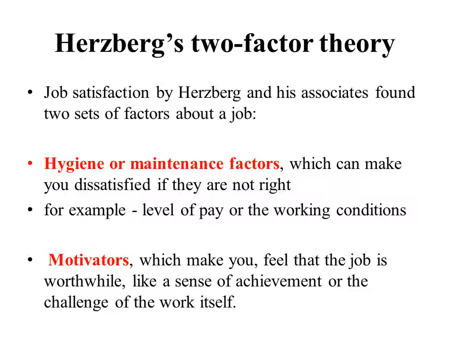Firstly is hygiene or maintenance factors. This is the group related with the qualities or the actions which are dissatisfying or responsible for demotivation of the person. Hygiene or maintenance factors can make you dissatisfied if they are not right. For example, the level of pay or working conditions. If you are not satisfied with a working condition, you are not feeling comfortable within those conditions, then obviously you cannot give your 100%.